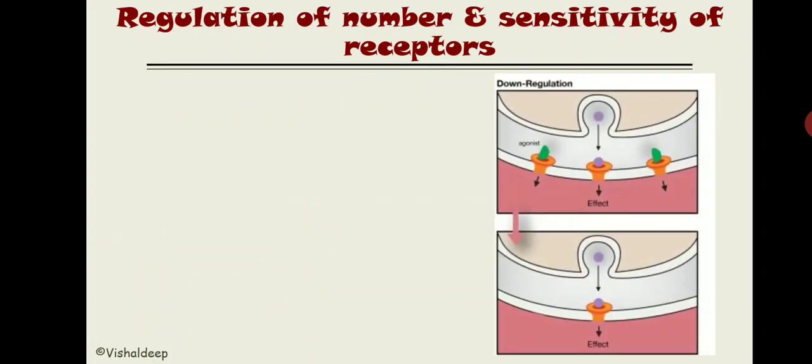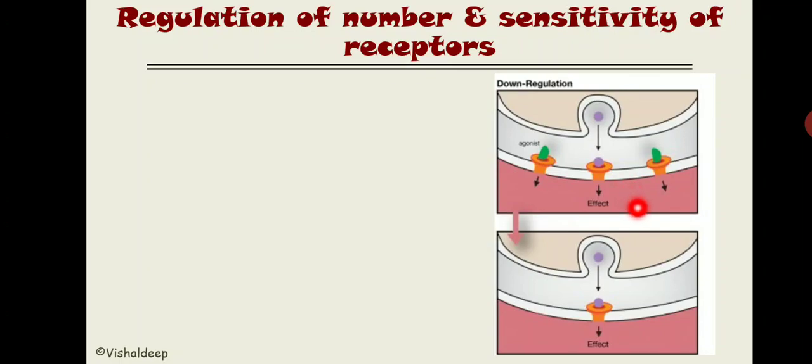Now the next one is the regulation of the number and sensitivity of the receptors. First one is down regulation. So what is down regulation? As you can see in this figure, this one is the hormone. There are 3 receptors for this hormone. There are times when we need to decrease the effect or action of this hormone, for example in case of disease or in case of cancer, when there is a larger amount of hormone present in the circulation, so there are more chances that the hormone gets a higher amount of action.